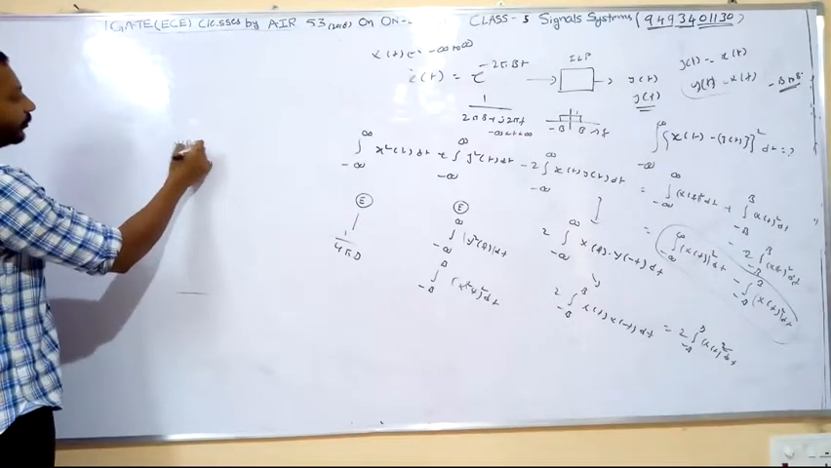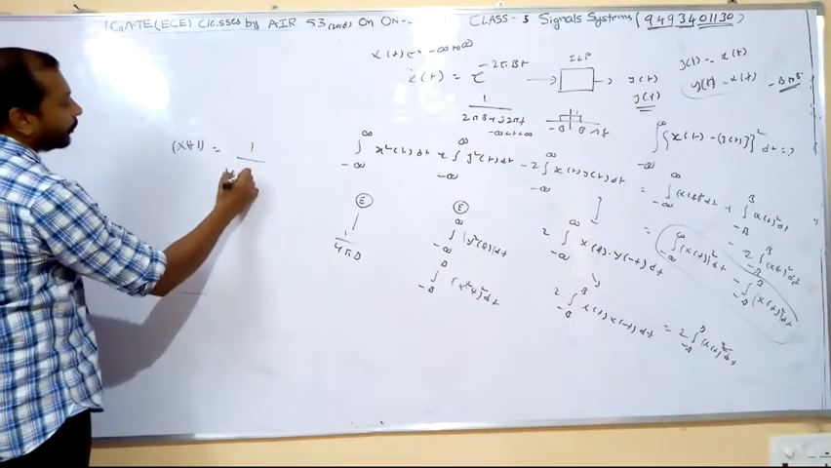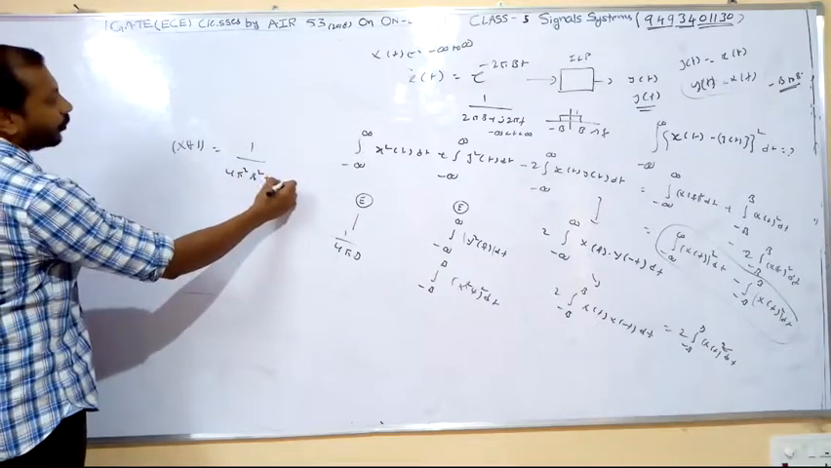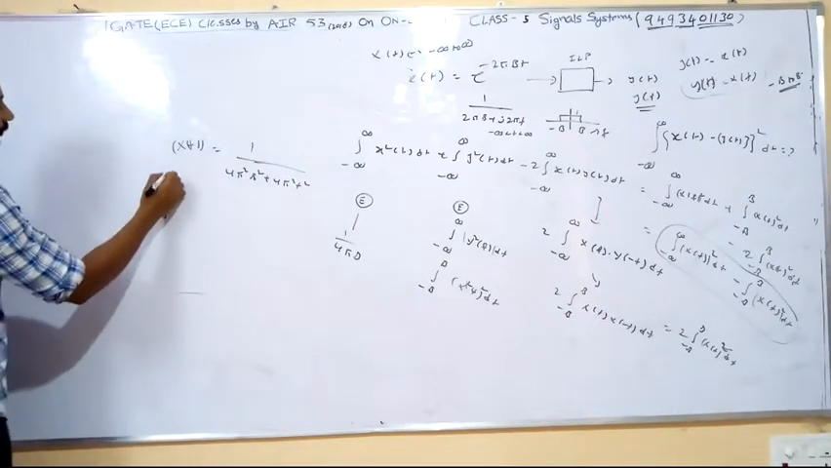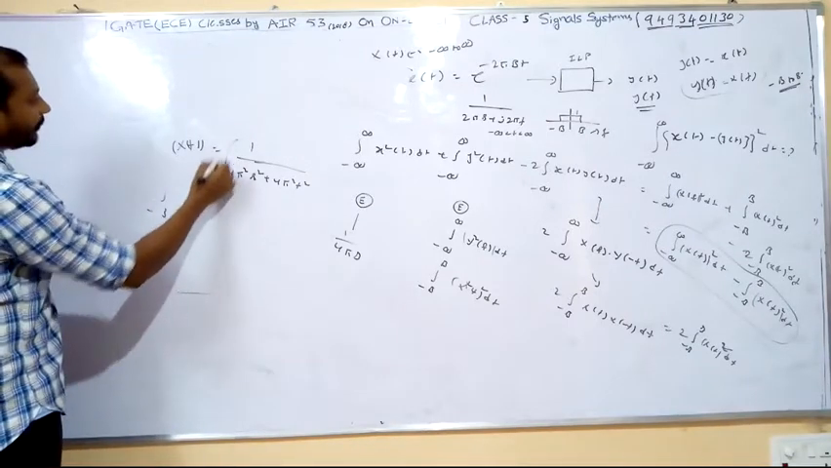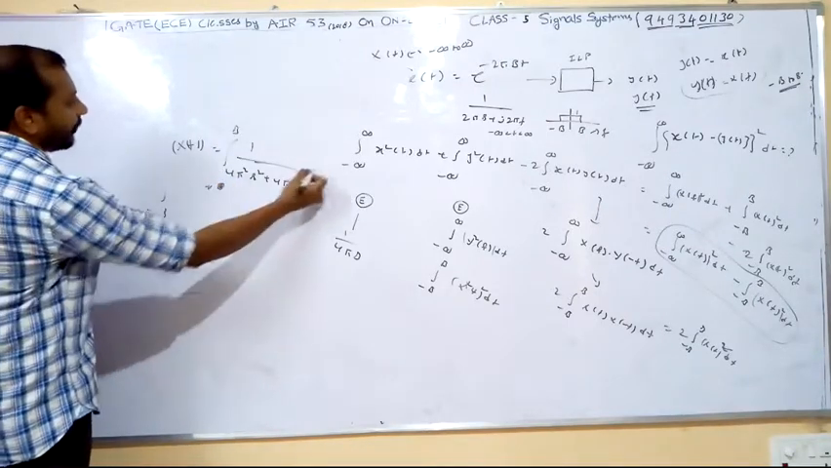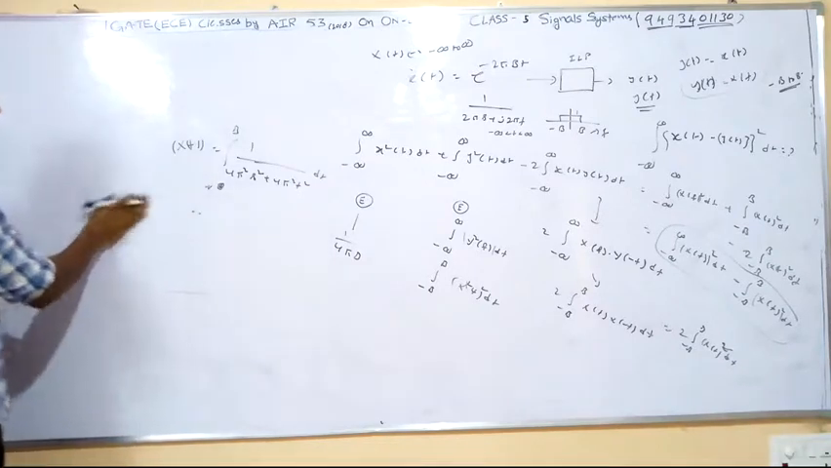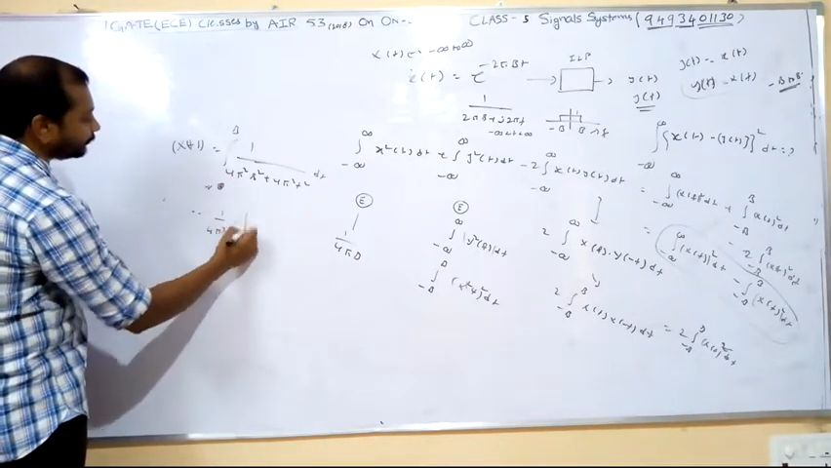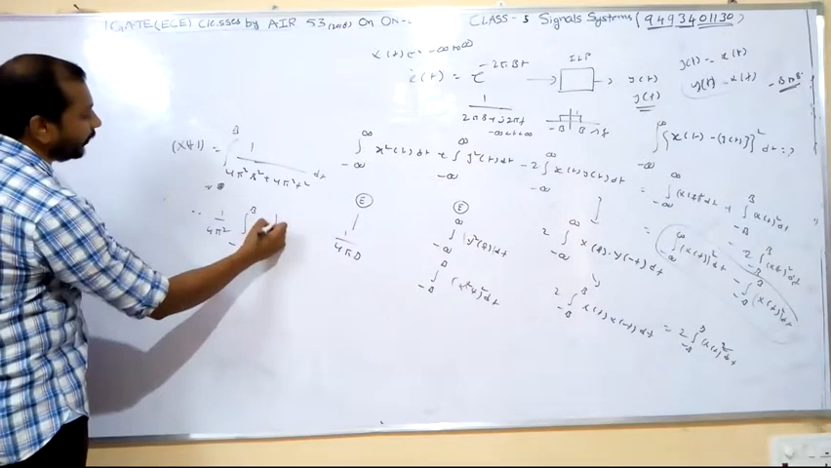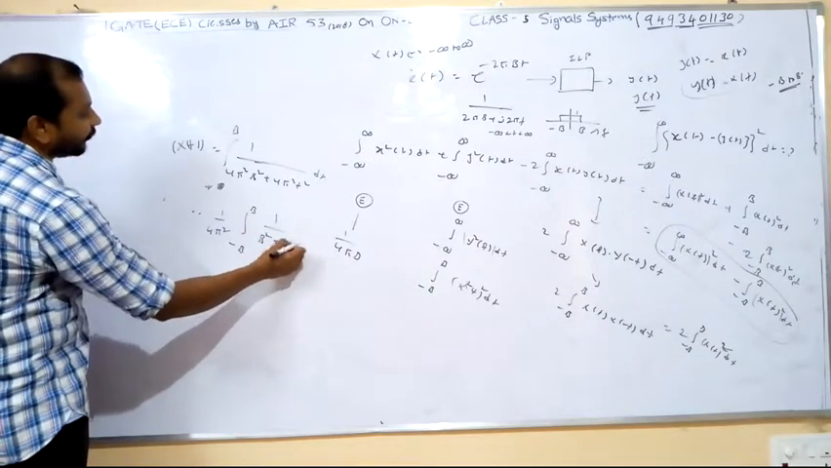The corresponding magnitude of X of f is equal to simply 1 by 4π²b² plus 4π²f². You want the integration of this from minus b to b. The corresponding integration: 4π² has been taken out, giving 1 by 4π² into the integration from minus b to b of 1 by (b² plus f²) df.